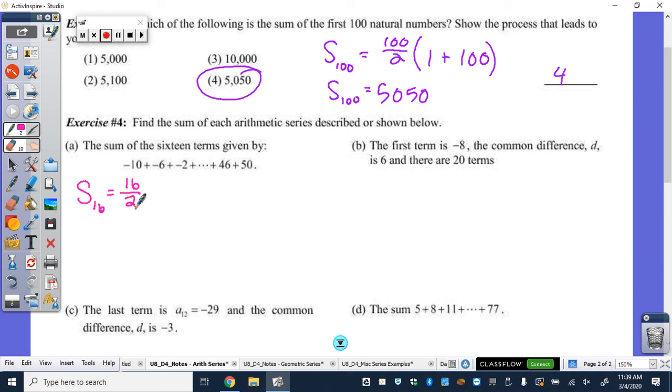What is the first term? -10. Last term, 50. So go ahead, do your order of operations. Adding, dividing, multiplying. What do we get? 320.